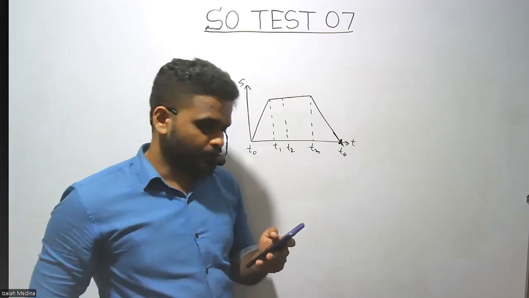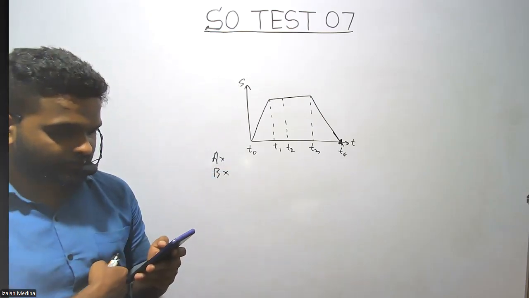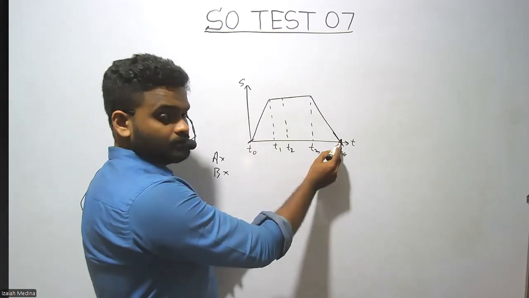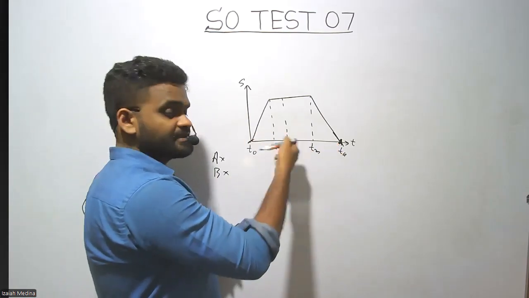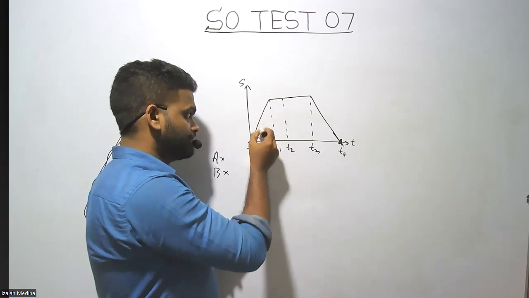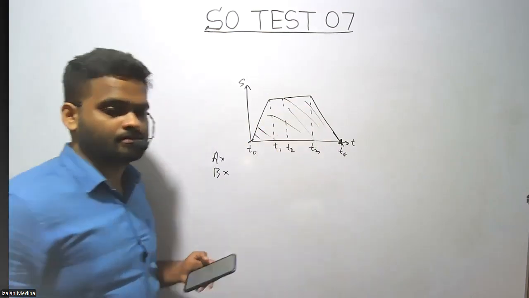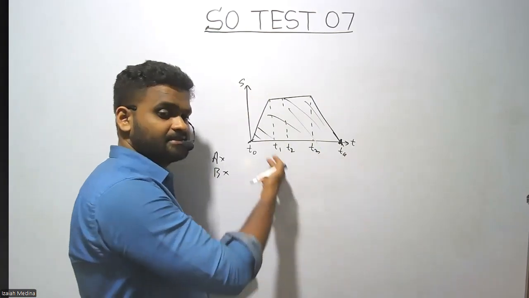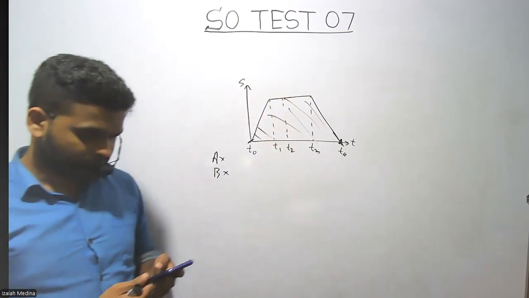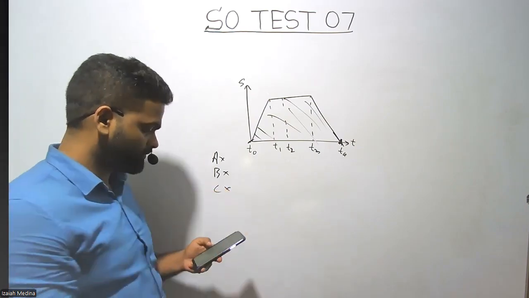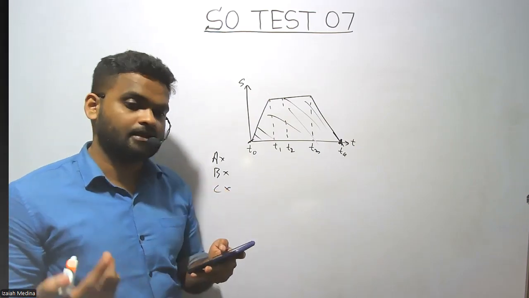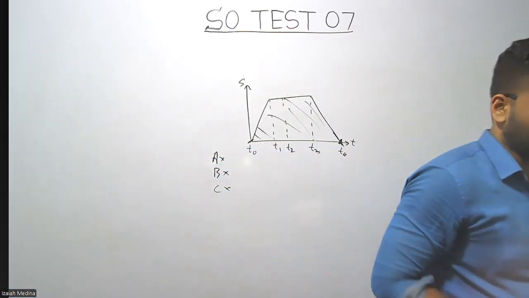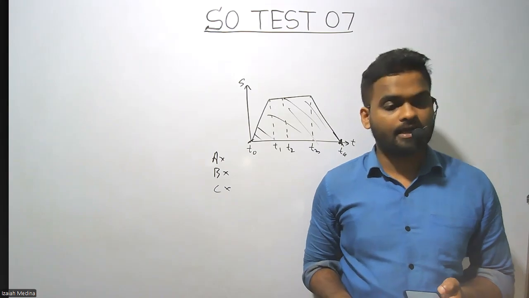C, within T0 to T4, the distance traveled by the particle is equal to the area of the graph. They say that distance traveled is equal to this area. Is it? No. It is equal if this is a VT graph, but this is an ST graph, right? So C is wrong. There's no D, just A, B and C. So all A, B and C are wrong, right? So the fifth one is the answer there. Fifth one.